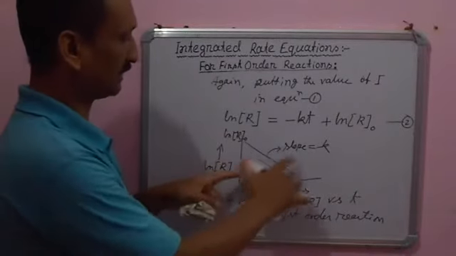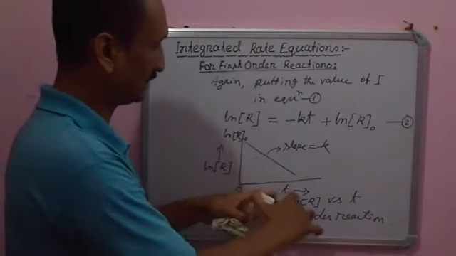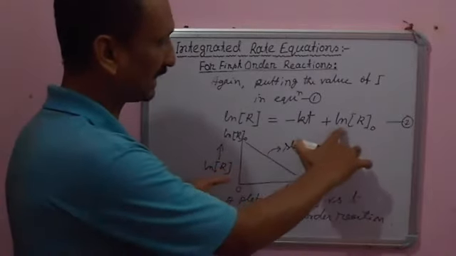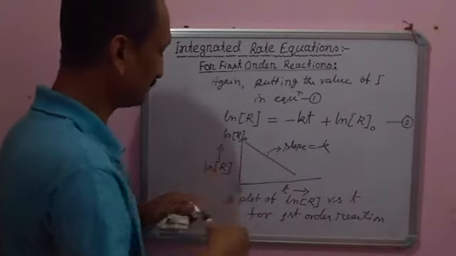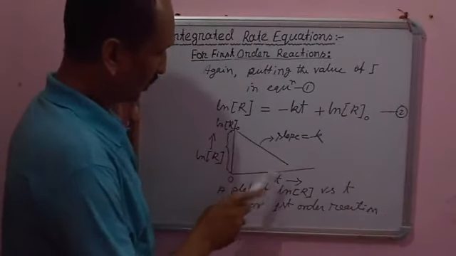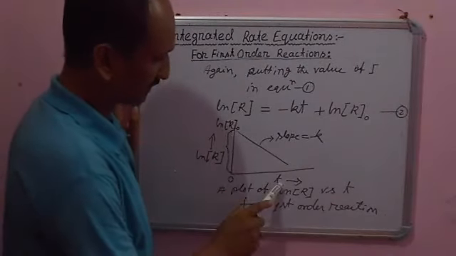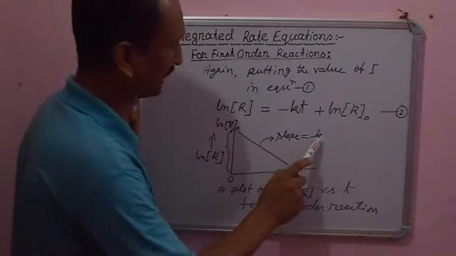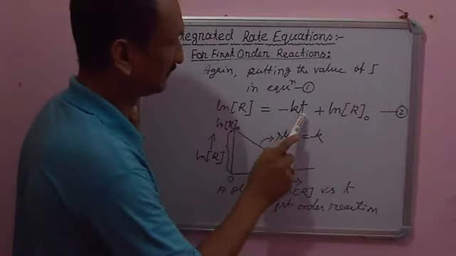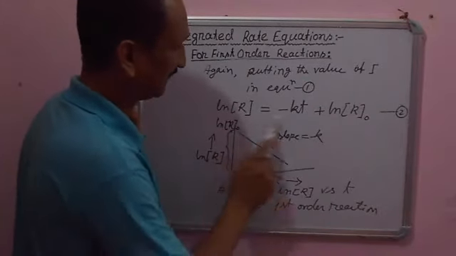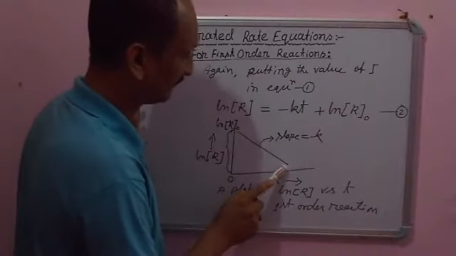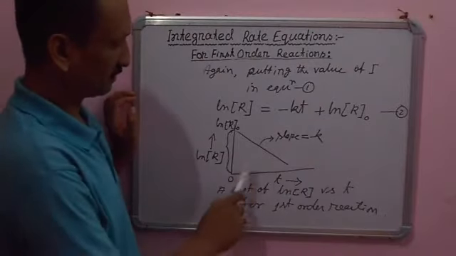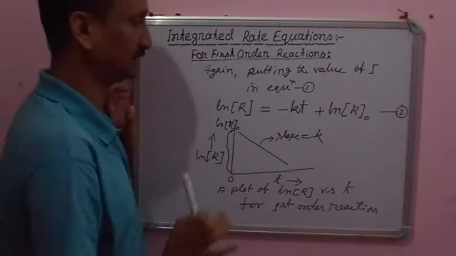This way we will get the slope. So here ln of R versus t gives a slope of negative k. Here ln of R naught is the intercept. So this is a plot of ln of R versus t, which is a straight line with negative slope minus k. This is for the case of first order. You have to remember this.